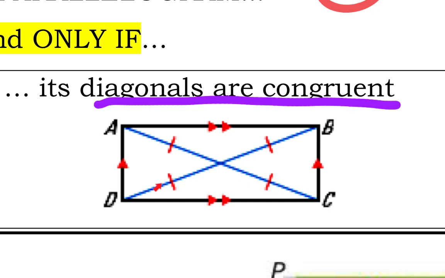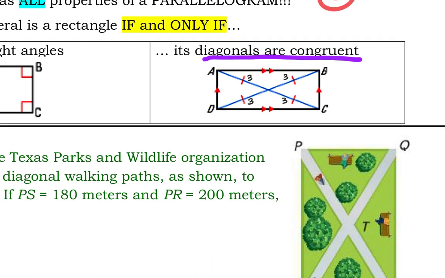But now they're all the same. So if this is 3, then this one's 3, and that one's 3, and that one's 3. That's the only difference. That if it's a rectangle, all these little pieces have to be the same. Okay? All right, so let's just use that.